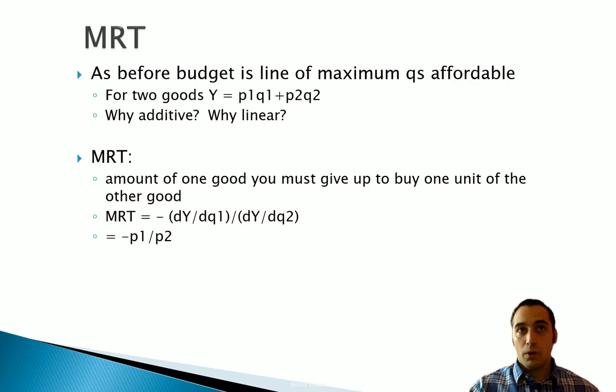Well, note, we could just take the derivative of y with respect to Q1 and divide that by the derivative of y with respect to Q2. If you do that, you'll note that dy/dQ1 is P1, and dy/dQ2 is P2. So we're going to find the slope of this line is just the ratio of the prices, that is negative P1 over P2.